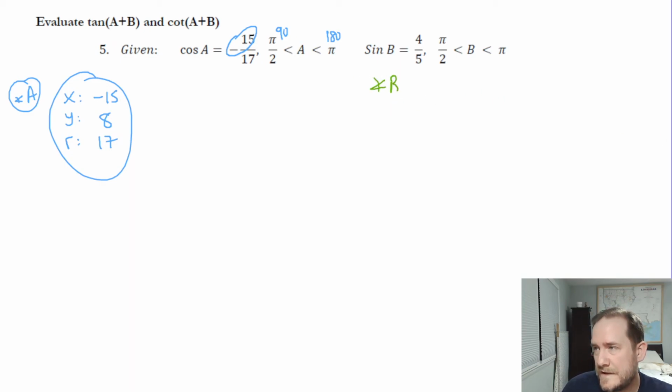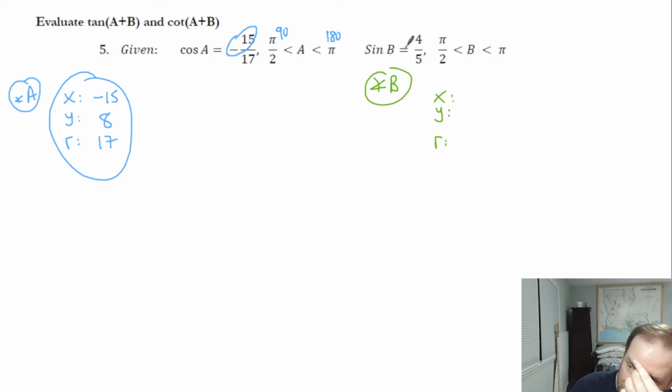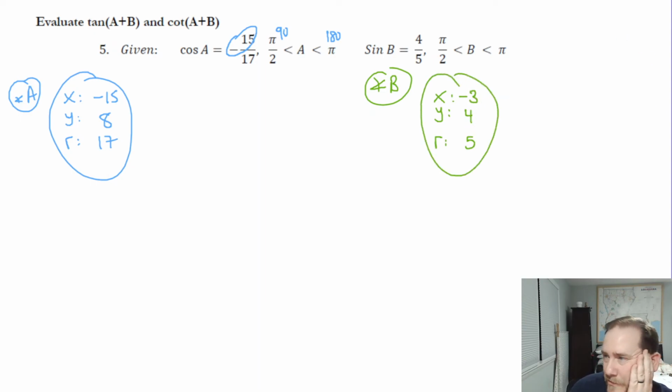For angle B, our x, y, and r are going to be, they gave us sine. So sine is y over r. So that's a 4 and a 5. And the y has to be positive because, again, the r can't be negative. So it's not like this was a negative 4 with a negative 5 becoming a positive 4/5. It's just got to be. And again, we do have this information. We know that we're in quadrant 2 again. So it does make sense for y to be positive. But x is going to be negative, and it's also going to be 3 from our 3, 4, 5 Pythagorean triple. So there's all 3 of those.